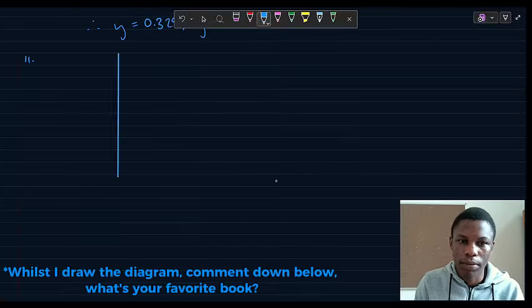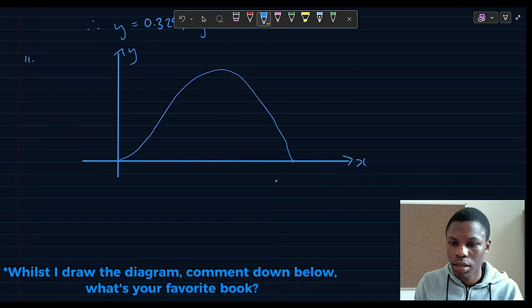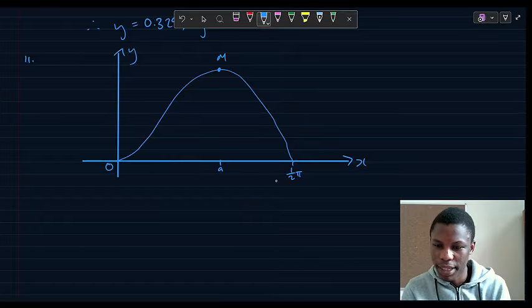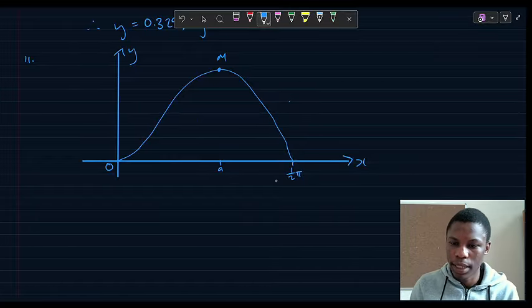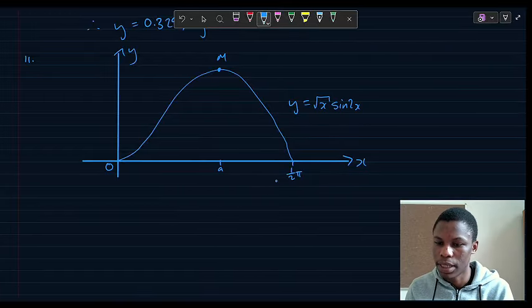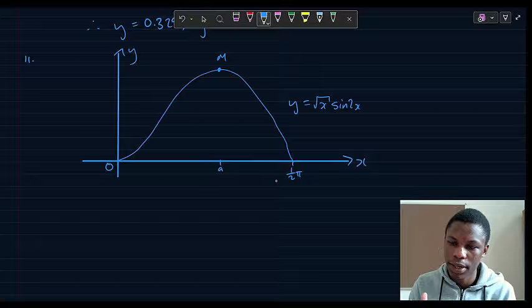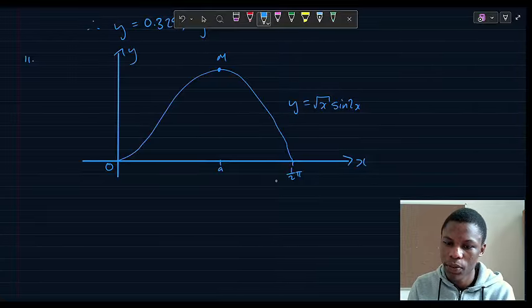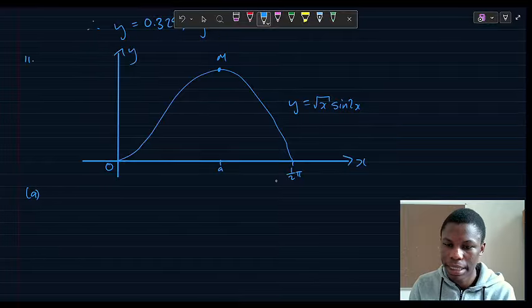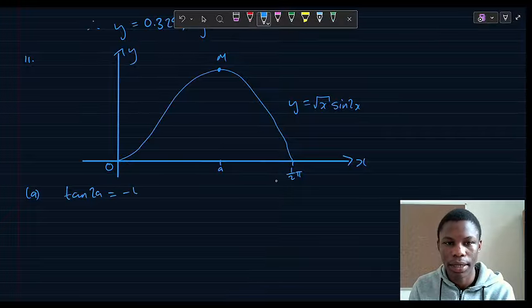Now on to question number 11. The diagram shows the curve y is equal to root x sine 2x, for x between 0 and a half pi. The curve has a maximum point at M, where x is equal to a. Part A says show that tan 2a is equal to negative 4a.